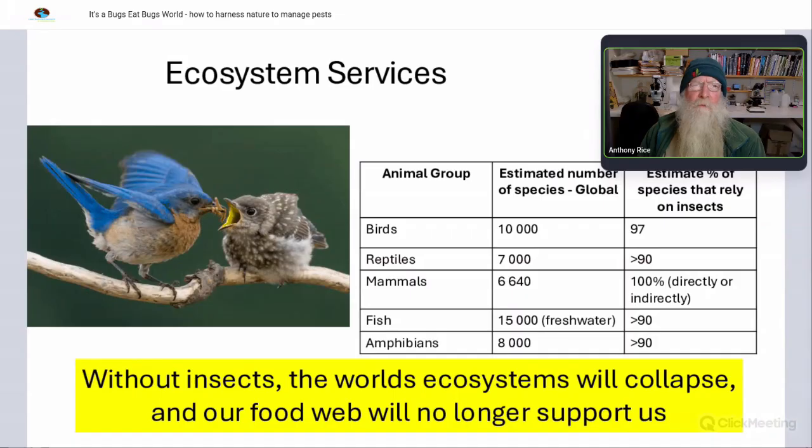I've grouped the vertebrate species that most people are familiar with, and in this table we've got the estimated number of species that there are globally and the estimated number of species that rely on insects. So birds is a really firm figure. About 97% of bird species rely on invertebrates and insects in particular. Reptiles, it's over 90%. Mammals, it's about 100%, either directly or indirectly. And fish and amphibians are again around 90%. So without insects, the world's ecosystems will collapse and our food web will no longer support us.